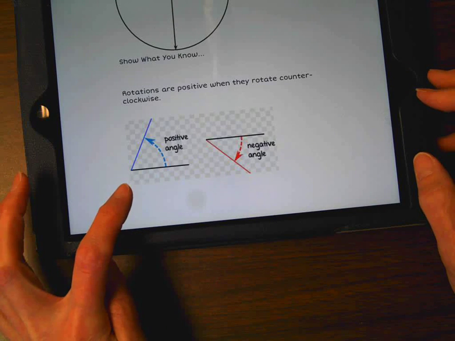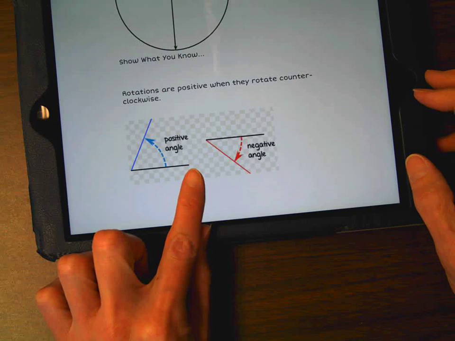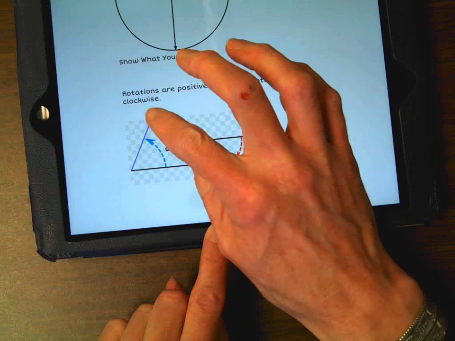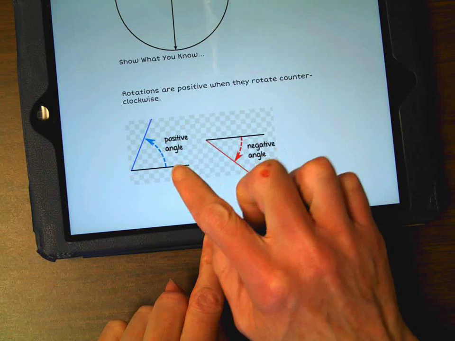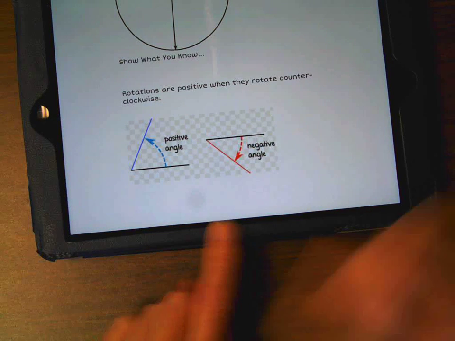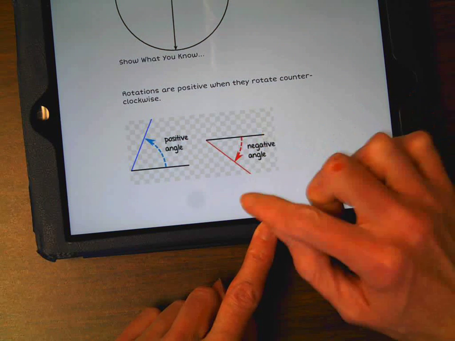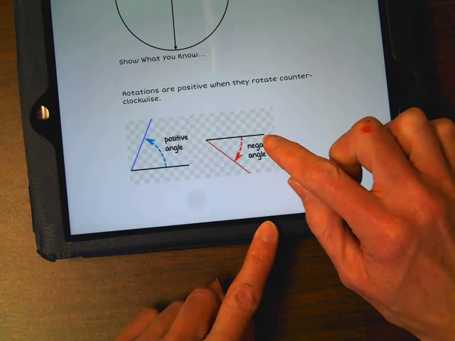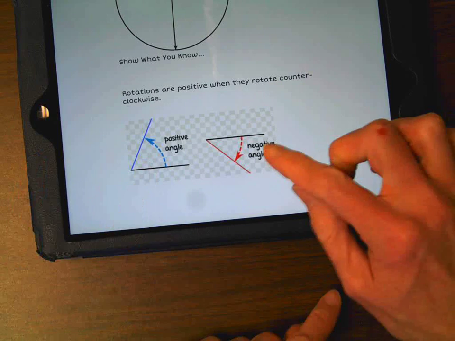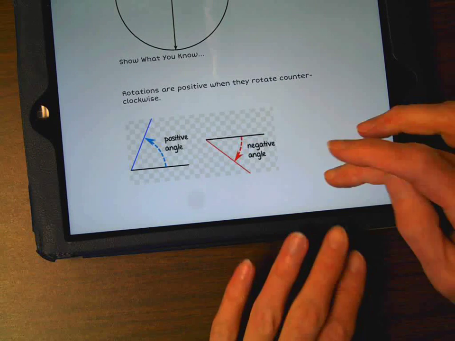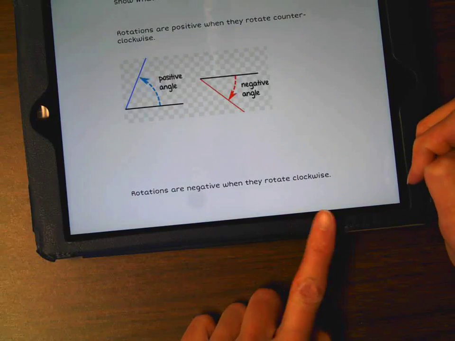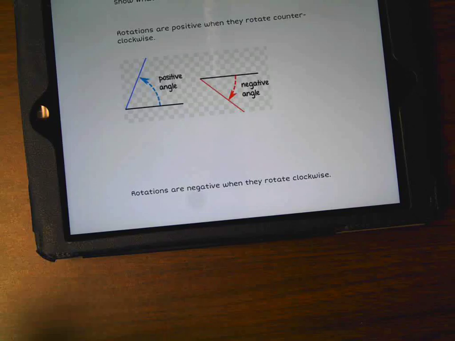So if you take a look at this picture, it's really helpful to help you see it. Remember that we always start in the horizontal position at 0 degrees. So if we take that segment and we rotate it this far, we know that we have rotated it a positive number of degrees. Okay, again, this is 0. If we rotate this way, we know that we have rotated a negative number of degrees, creating a negative angle. This is a positive angle, this is a negative angle. Okay, and then the other thing you need to write is rotations are negative when they rotate clockwise.